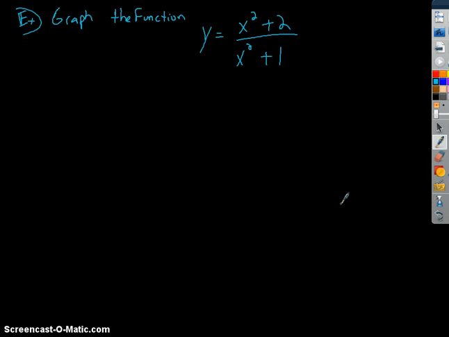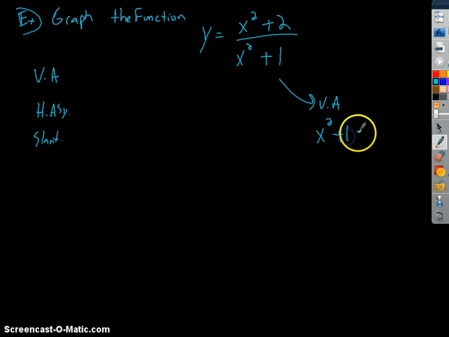All right, so say the direction said graph the function y equals x squared plus 2 divided by x squared plus 1. Well, to get started, we need to find the vertical asymptotes and horizontal asymptotes, or any other asymptotes. It might be slant, or whatever else it may be. In this case, our vertical asymptote we still find the same way. To find our vertical asymptote, we would set the denominator equal to 0. x squared plus 1 equals 0.